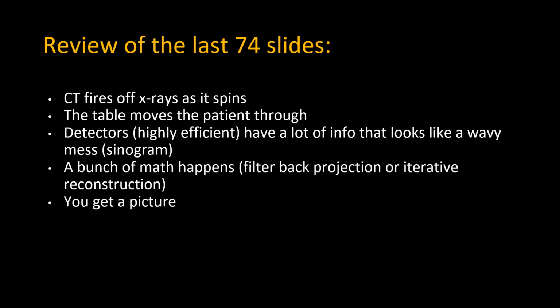Okay, so a review of our last 74 slides is that the CT fires off X-rays as it spins, the table moves the patient through. The detectors, which are highly efficient, have a lot of information that looks like a wavy mess called a sinogram. Then a bunch of math happens, filtered back projection or iterative reconstruction, and we get a picture. So just kind of keep that big picture in mind. That's what we've learned so far. That's how we get our CT image.